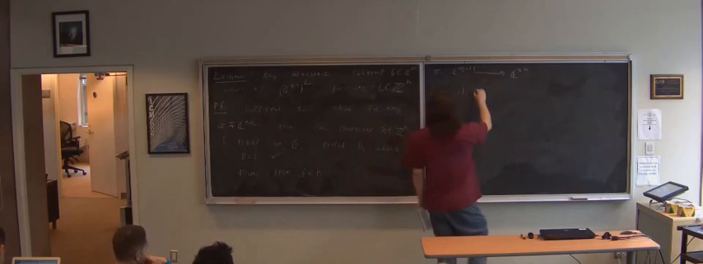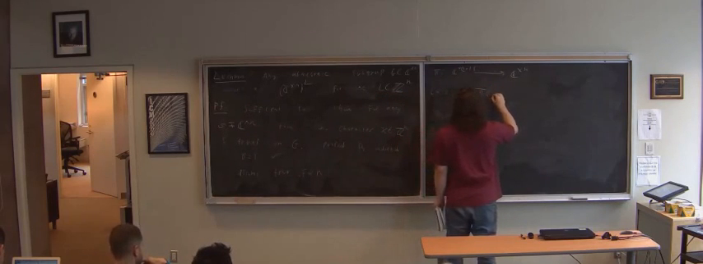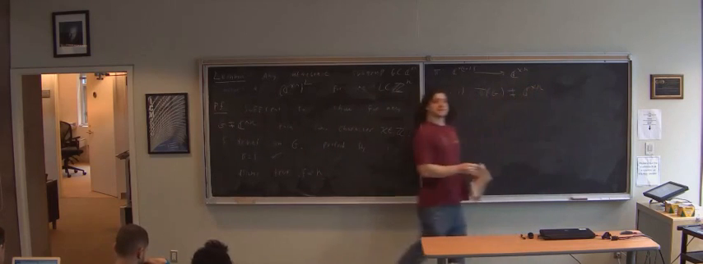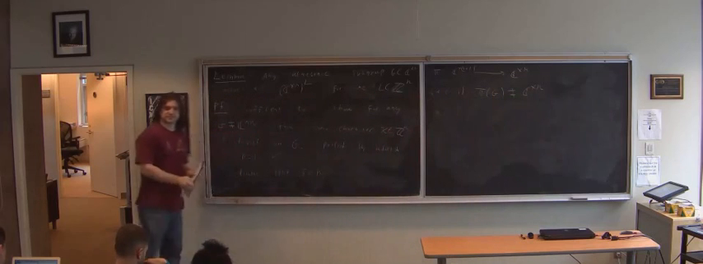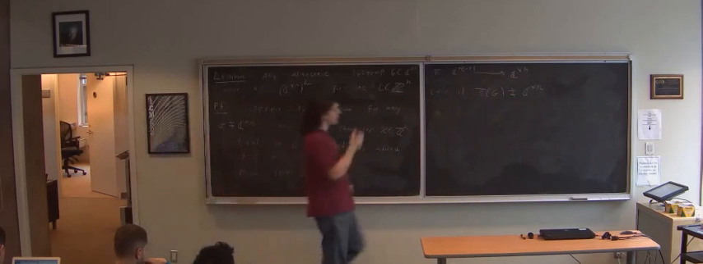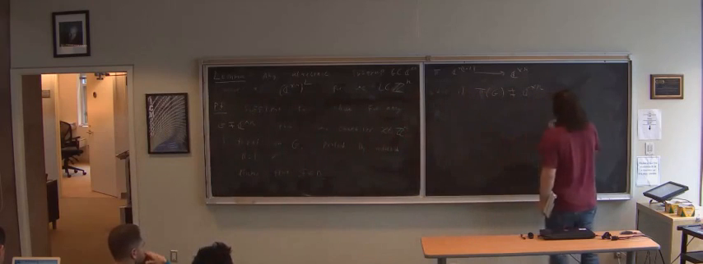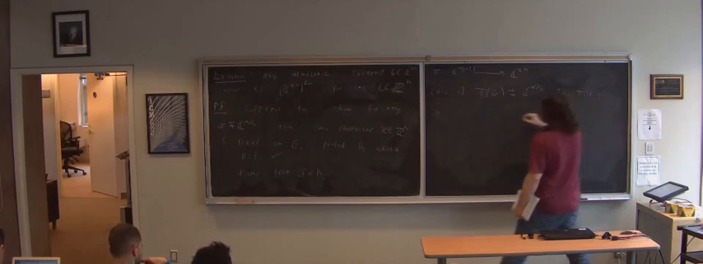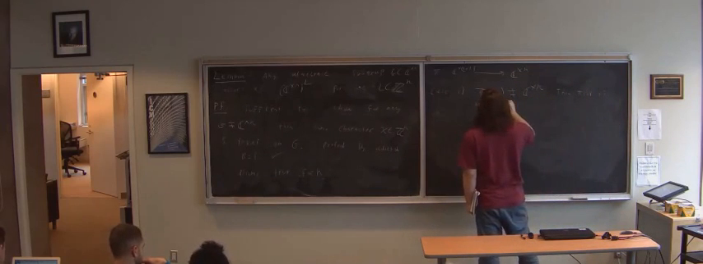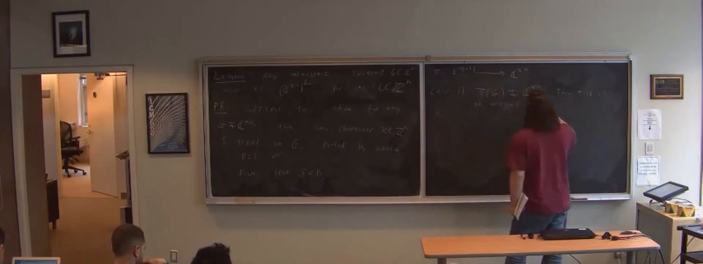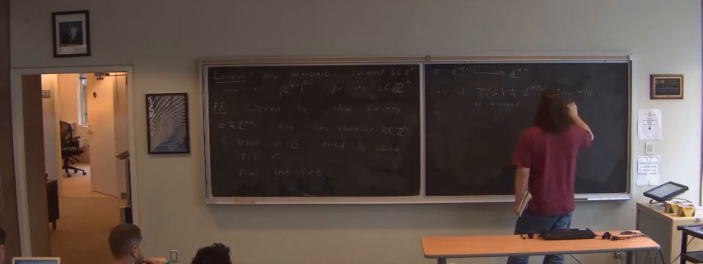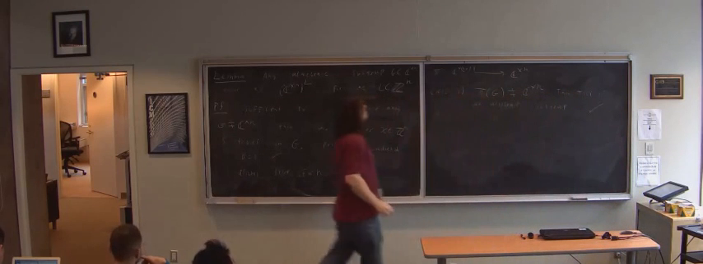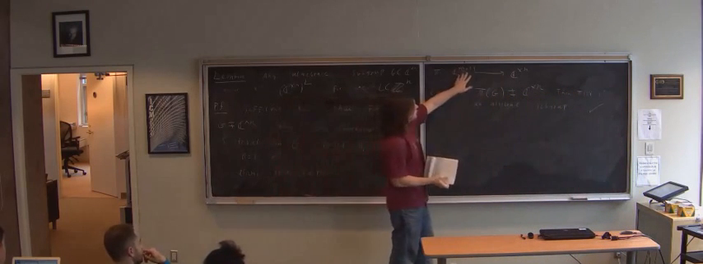Case 1: pi of G is not all of C star to the n. In this case, pi of G is an algebraic subgroup. This case is easy because then we have a character on C star to the n. We can just use the same character over here, ignoring the last coordinate.